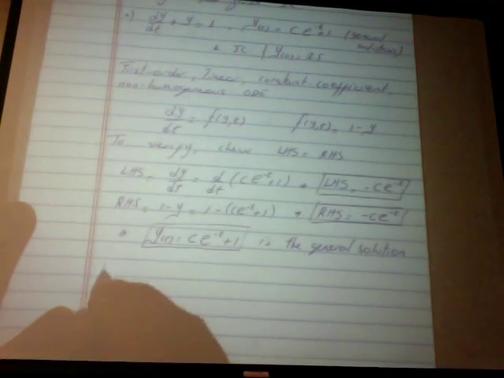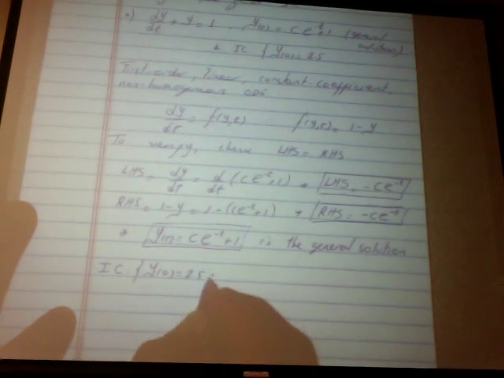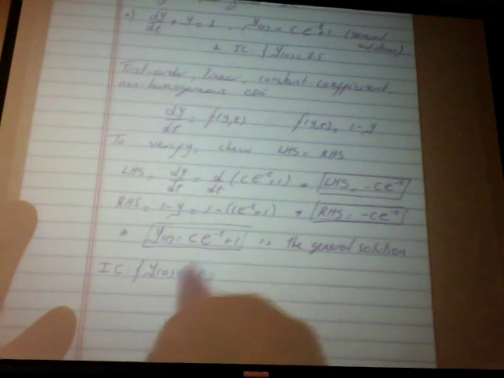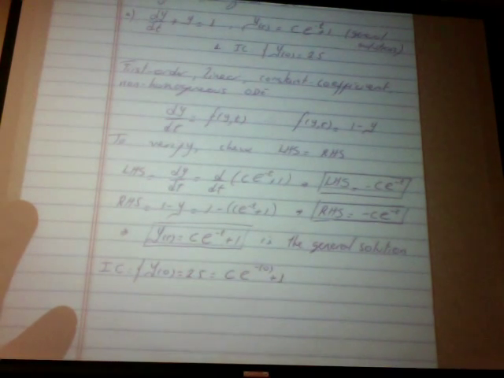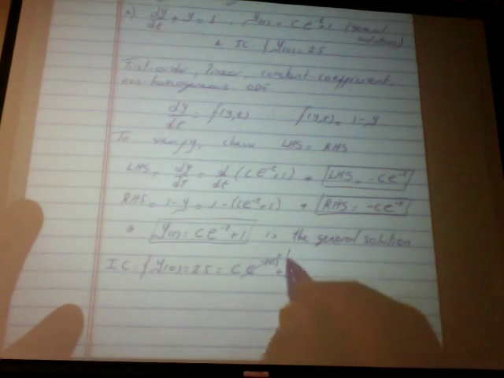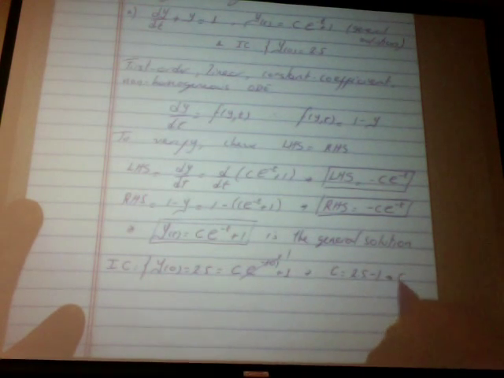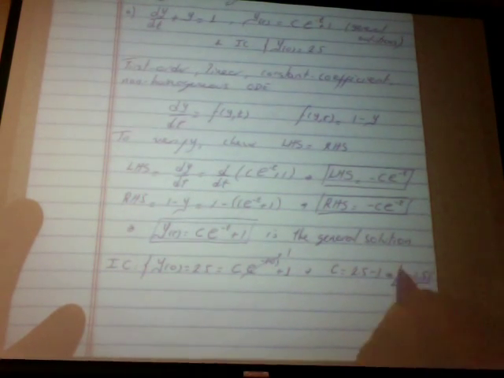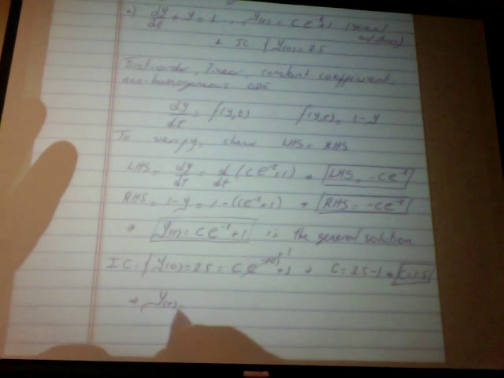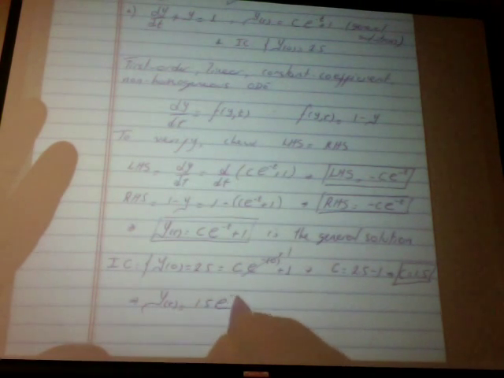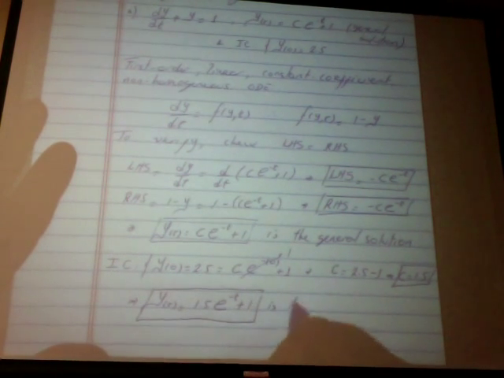will be found after we apply the initial condition that says that y of 0 is equal to 2.5, which is equal to, well, we just replace t with 0. So e to the 0 will be 1, and then c will be equal to 2.5 minus 1, and therefore c will be equal to 1.5. And therefore, y of t equals 1.5 times e to the minus t plus 1 is the particular solution.